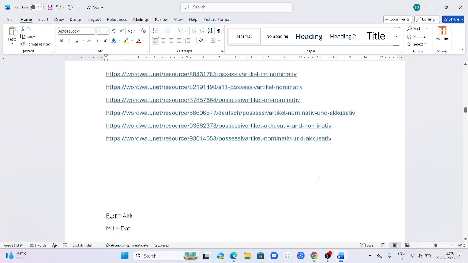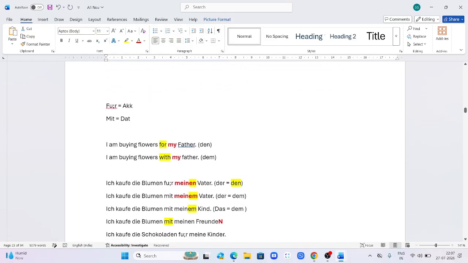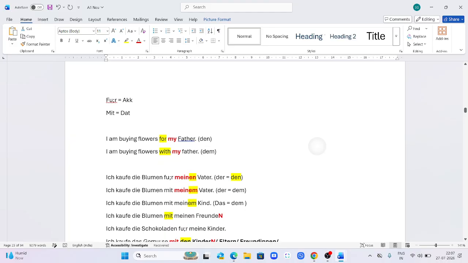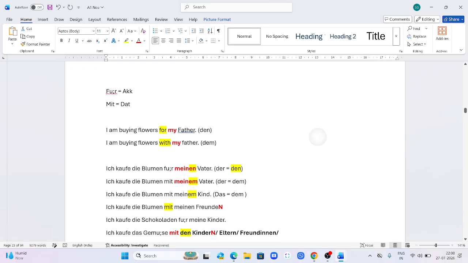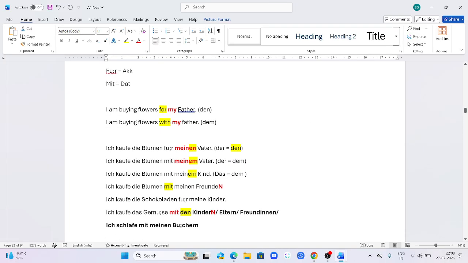Okay, then we also did so many possessive articles, the word wall. And then we learned two prepositions, für and mit. So after für, it is always accusative. When I say accusative, only the masculine changes from der to den. Others remain the same.